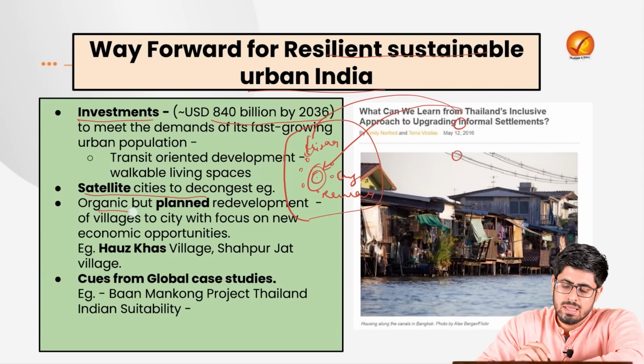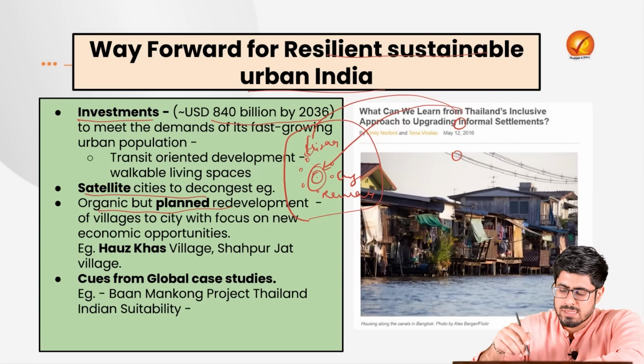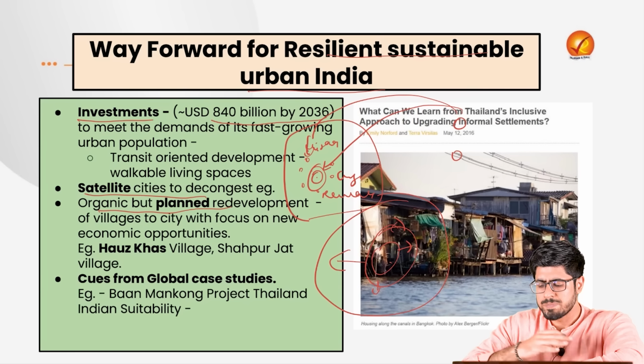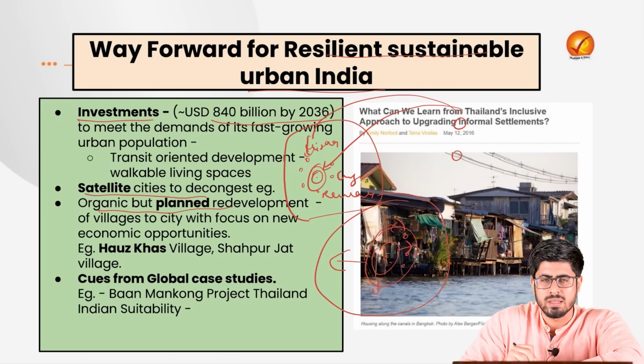That is the idea. We can also have organic but planned redevelopment of the cities. Cities are expanding over time. This was the earlier expanse of Delhi. It is being expanded in various directions, and the hinterland that exists outside these urban areas must be developed in the same manner, so that there is a certain degree of planning there.